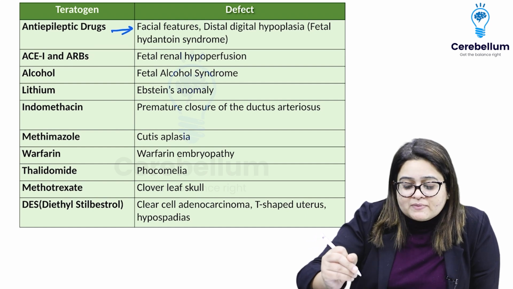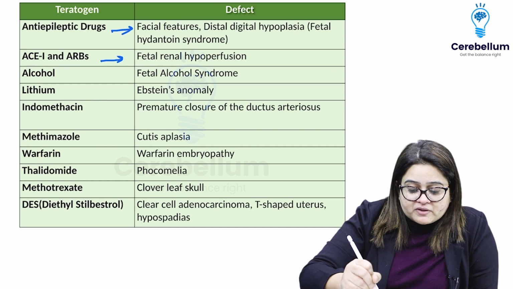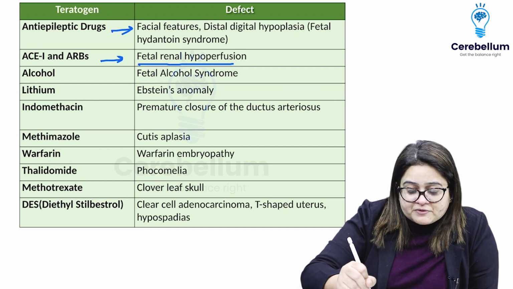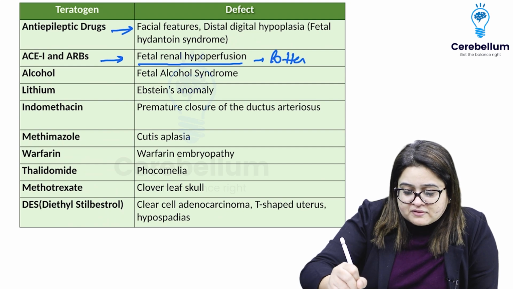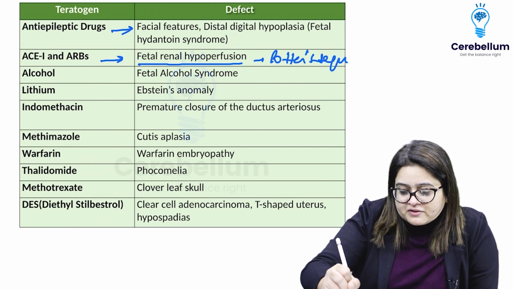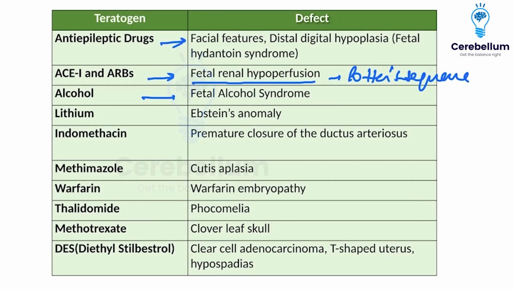Facial features plus distal digital hypoplasia. ACE inhibitors and ARBs, what do they cause? They cause fetal renal hypoperfusion, renal agenesis, and this leads to Potter's sequence because of early onset oligohydramnios. Alcohol causes fetal alcohol syndrome associated with neurobehavioral delay and facial defects.